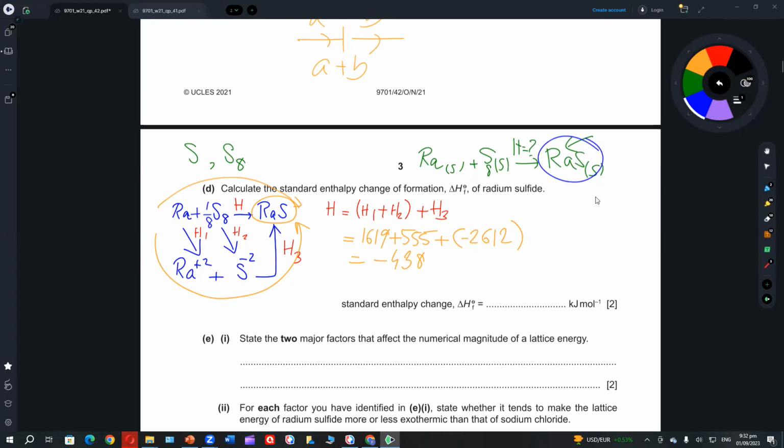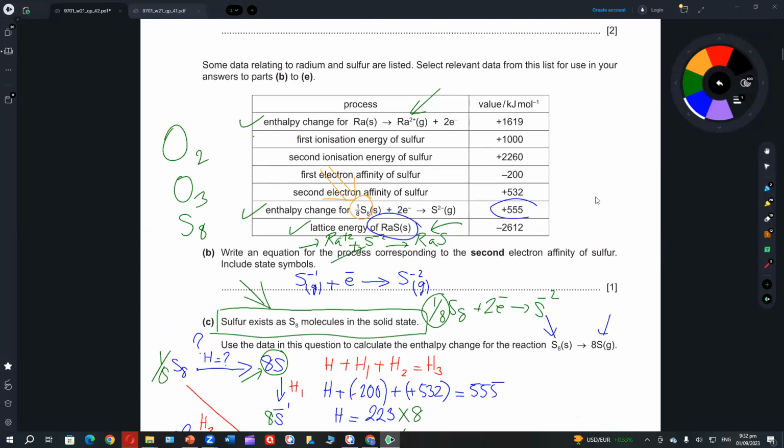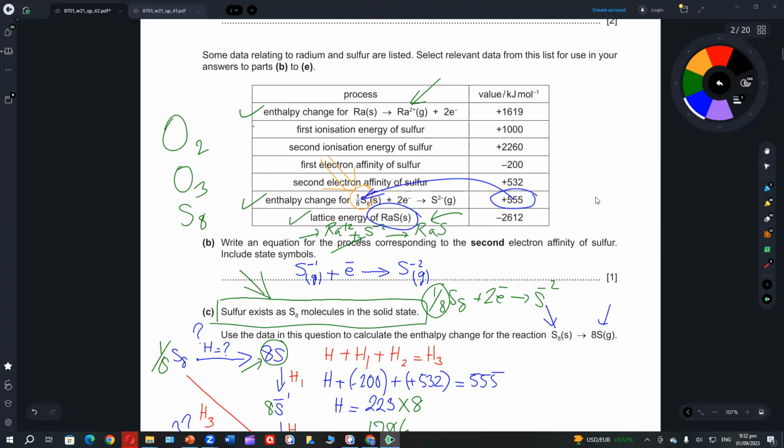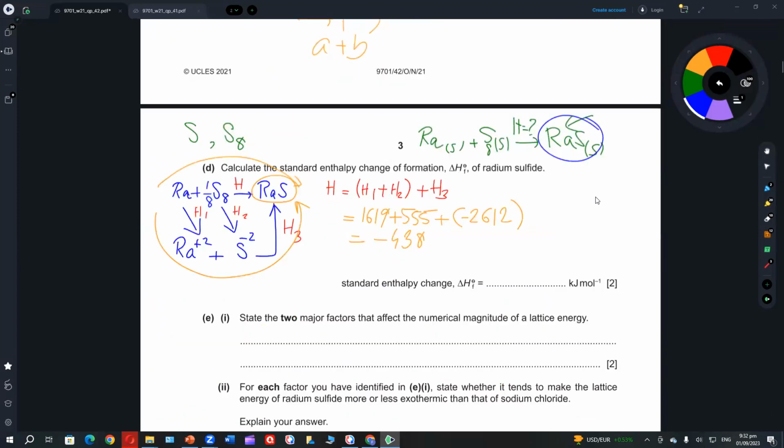Why? Because we have 1 mole of sulfur and 1 mole of radium. The 555 is coming from 1 upon 8 S8, and the same 1 upon 8 S8 is balancing both the routes. So 438 is the answer. Okay, I got it.